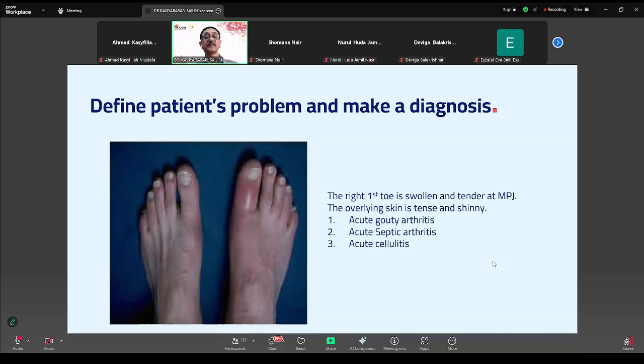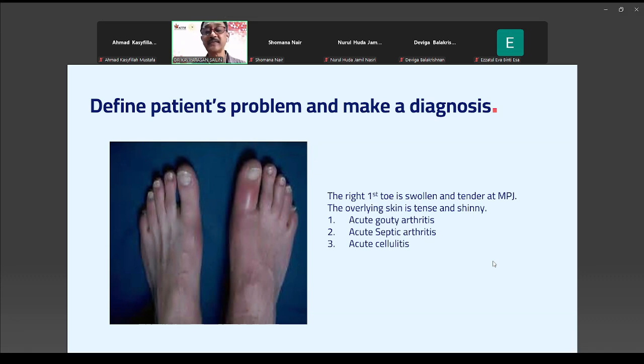But if it is septic arthritis, the point noted is you will refer the patient to the specialist, unlike gouty arthritis. Gouty arthritis you manage in primary care, while acute septic arthritis you refer to the orthopedic surgeon. So this is where the referral comes in.